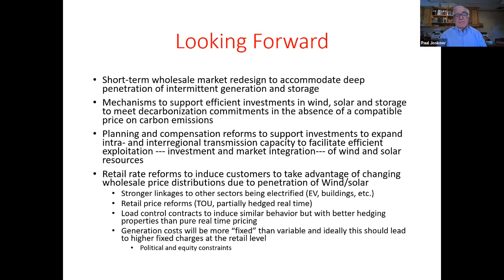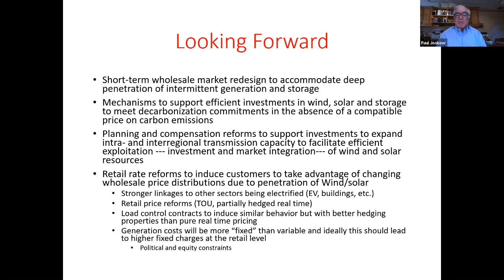The ISOs in those areas and the large vertically integrated utilities are well aware of this, and they're working on these issues, because the basic underlying model for generation dispatch and reliability is fundamentally different with a system dominated by wind, solar, and storage than it is by a system that is primarily dispatchable generation.